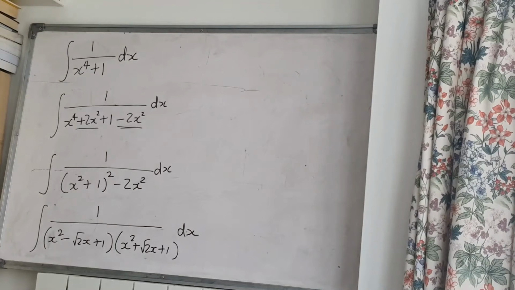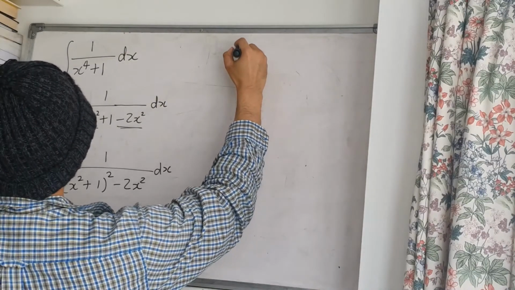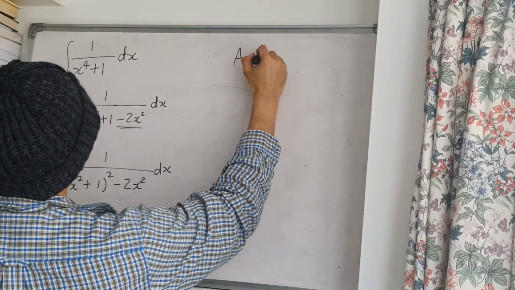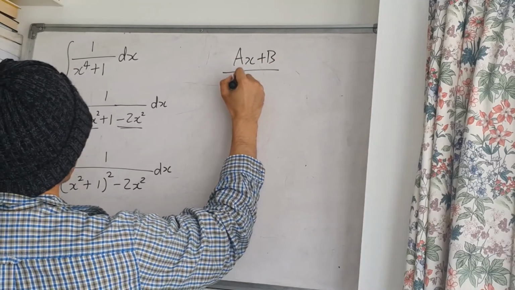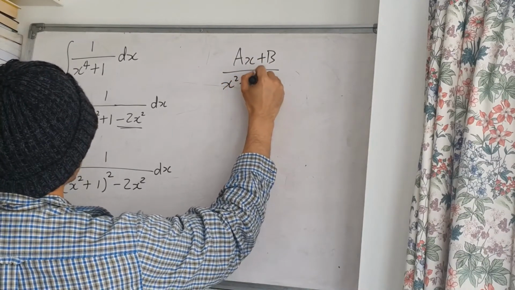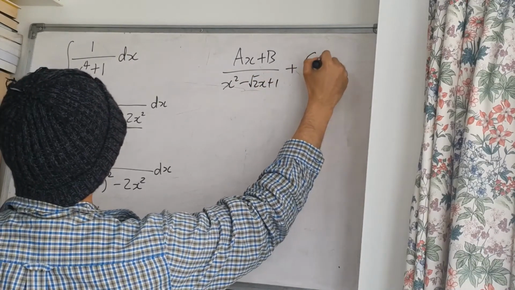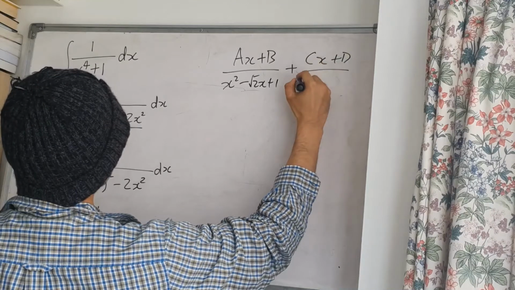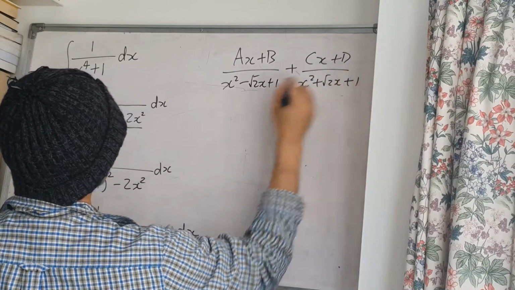So you've got to use ax plus b, all divided by the left hand side, and then plus cx plus d, all divided by the right bracket. So you've got ax plus b divided by x squared minus root 2x plus 1, and then you add cx plus d all divided by x squared plus root 2x plus 1. Now here you've got to compare coefficients.